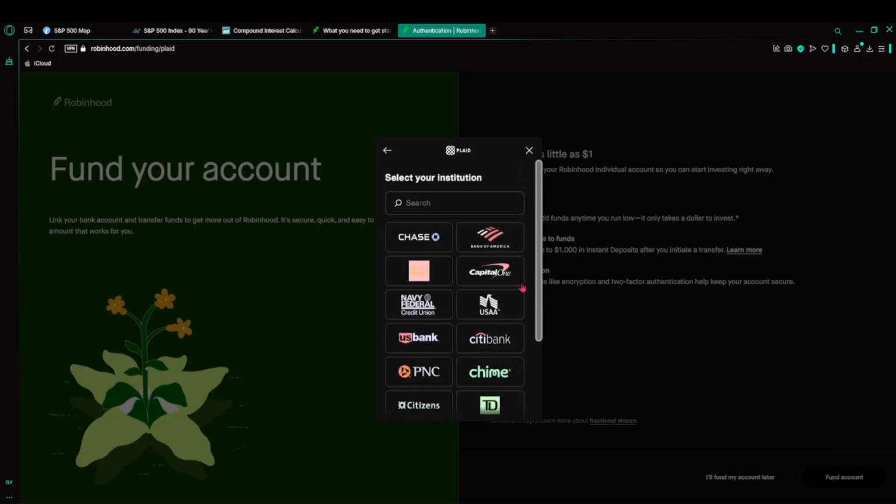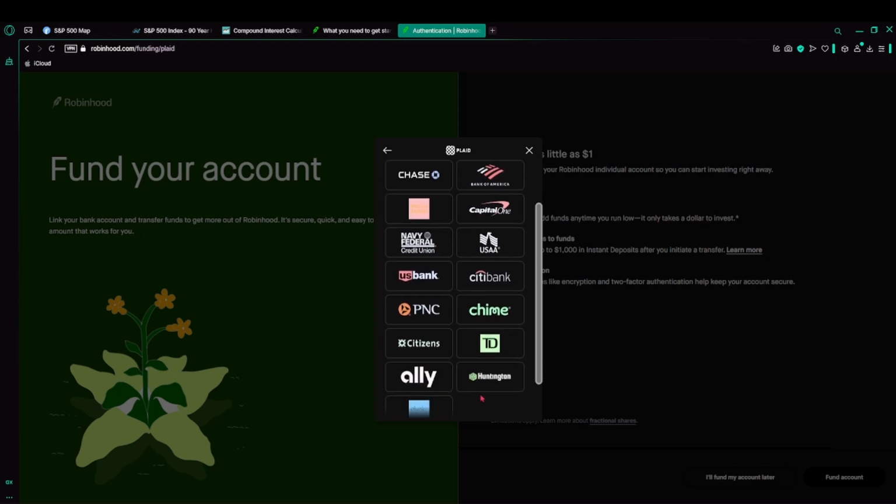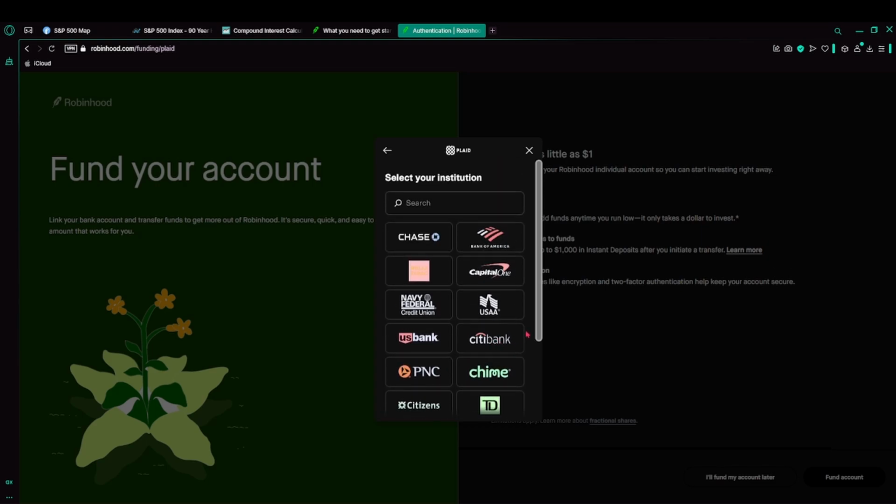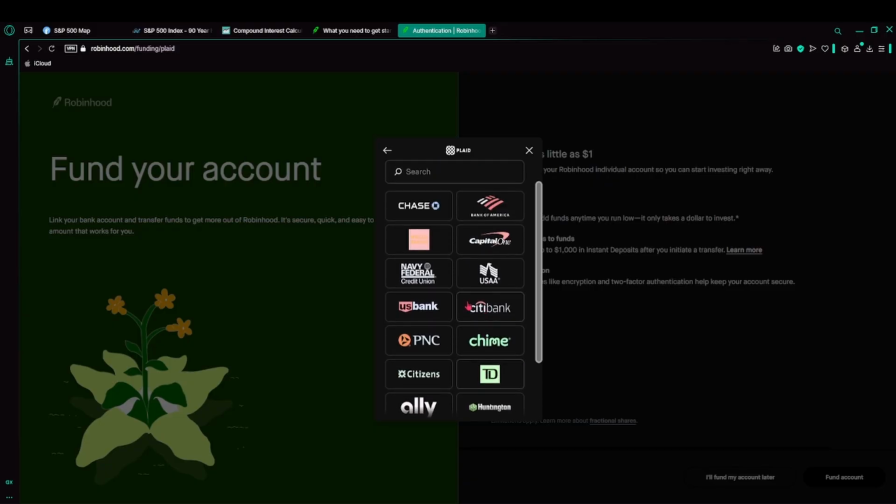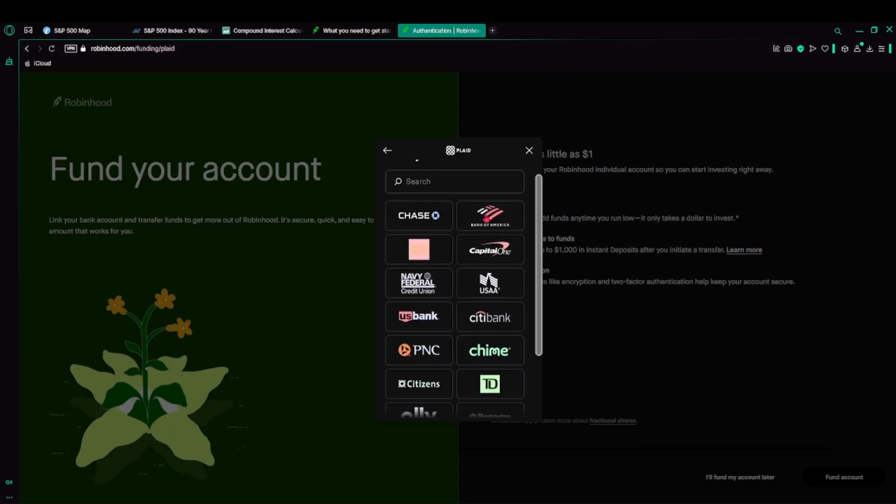I personally would use your main bank account that you have the most power and access to. Don't use an account that is hard to get access to, just in case there's a problem with a payment or something. So just use an account that's easy for you to log into from your phone or your laptop, whatever. You're gonna link any bank, whatever bank you have, and after that, you're gonna add funds to the account.